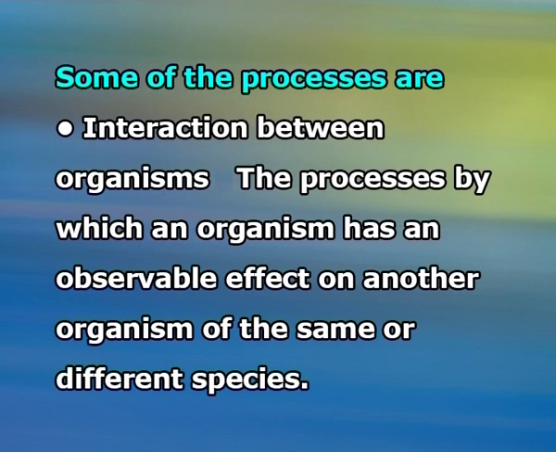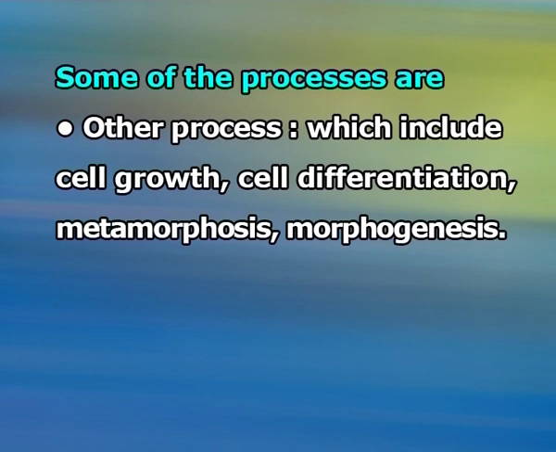Interaction between organisms. The processes by which an organism has an observable effect on another organism of the same or different species. Other processes include cell growth, cell differentiation, metamorphosis and morphogenesis.